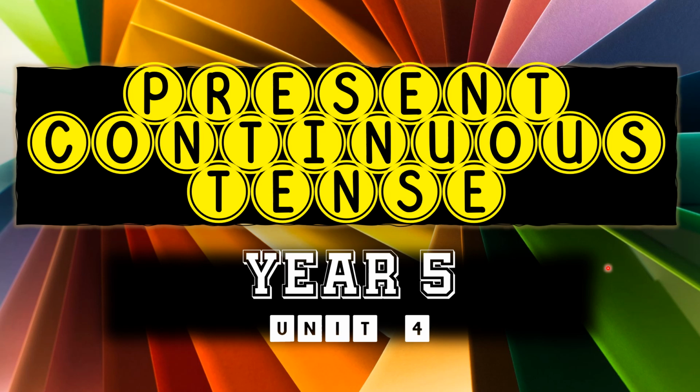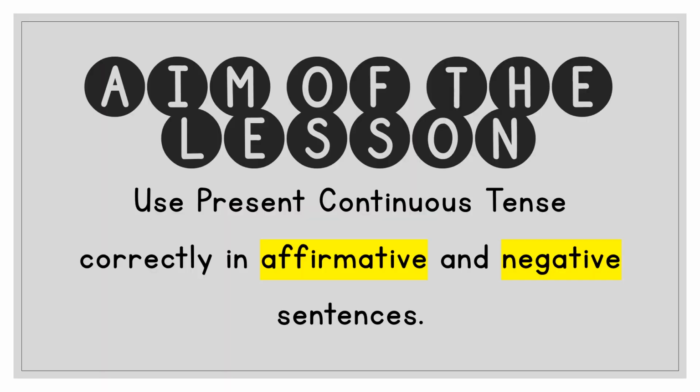Alright, let's go. Our aim for today's lesson is for you to be able to use present continuous tense correctly in affirmative and negative sentences. Affirmative means ayat-ayat yes, while negative means ayat-ayat no. Okay, let's see what it is together.